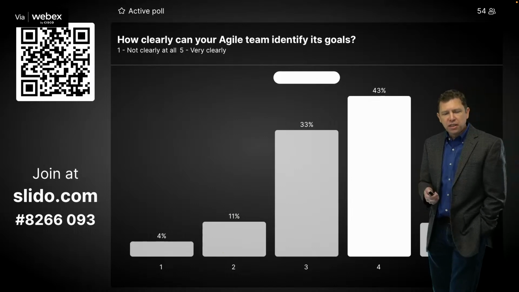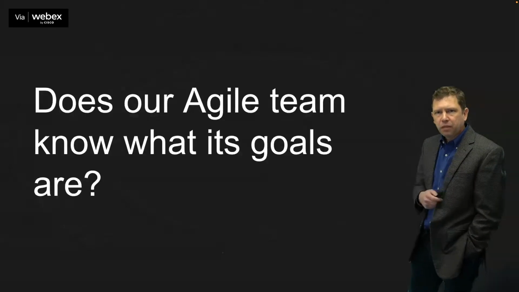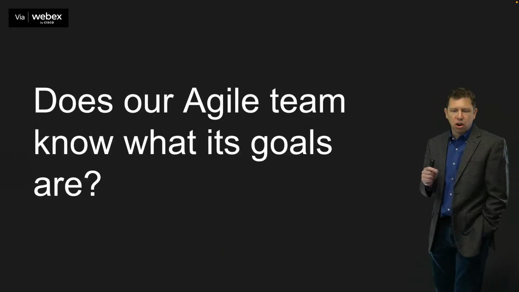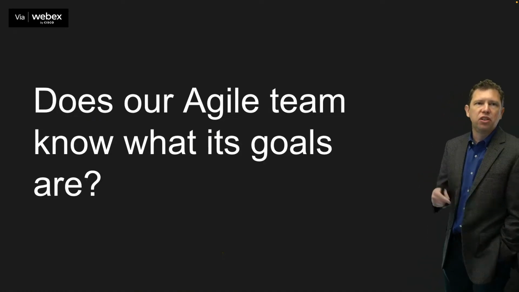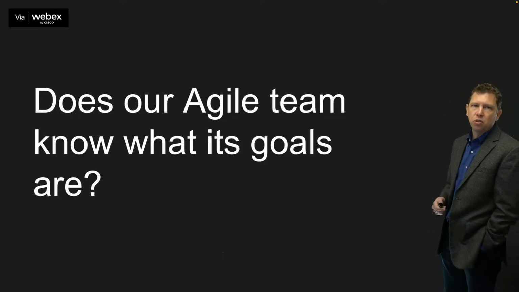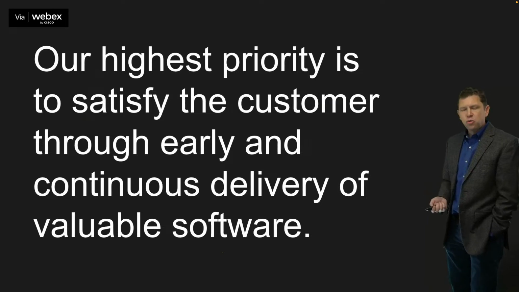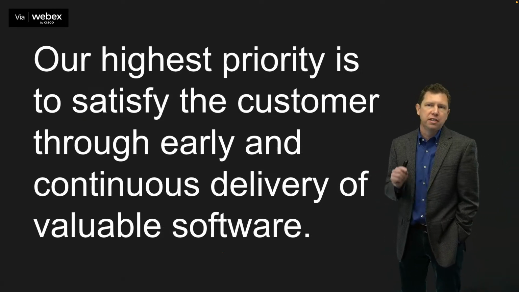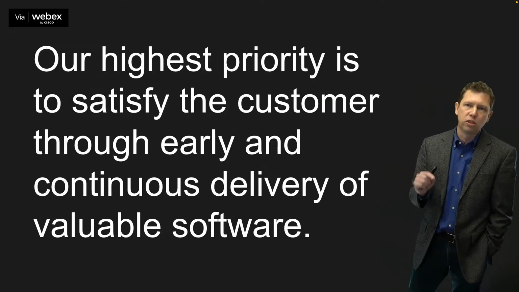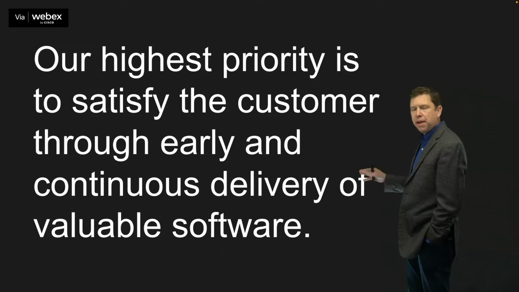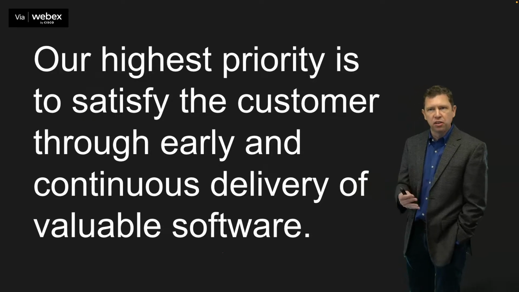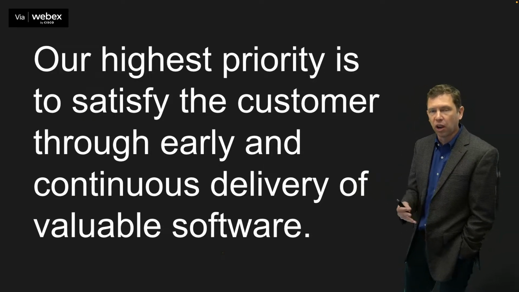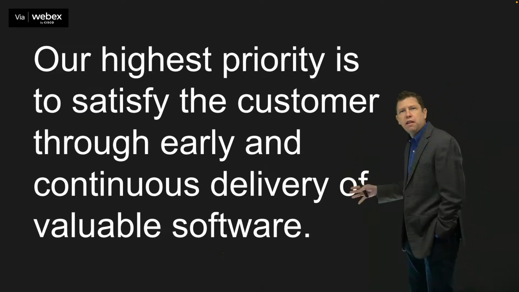But I want to suggest that as an Agile team, we have some goals that are probably very clear. If we ask, does our Agile team know what its goals are? Well, here's one of the goals that should be true for every Agile team: our highest priority is to satisfy the customer through early and continuous delivery of valuable software. Now, we have the details of what is considered valuable software, but this should be a goal of any Agile team.